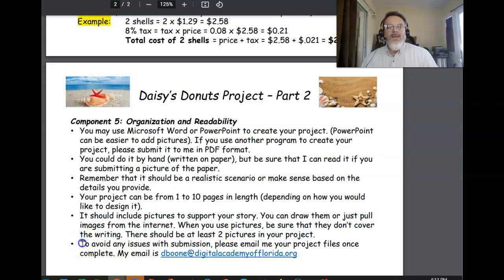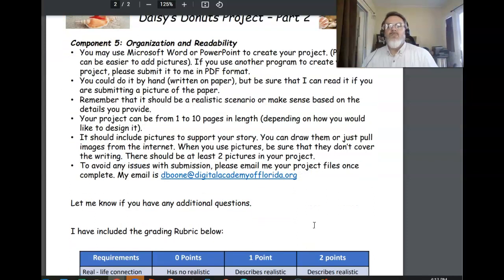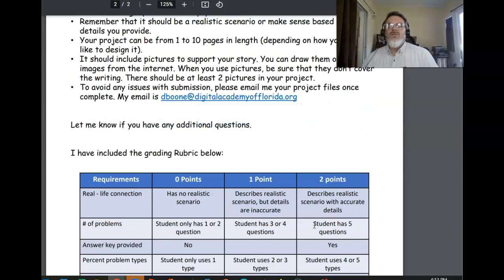And just to avoid any issues with submission, please email this project to me, okay? Because I know we've had some issues in some of the other classes with submissions not going through, and I just want to avoid that. So you're going to email me your project by next Friday. Next Friday, not tomorrow, the 17th, but next Friday is when everything will be due.